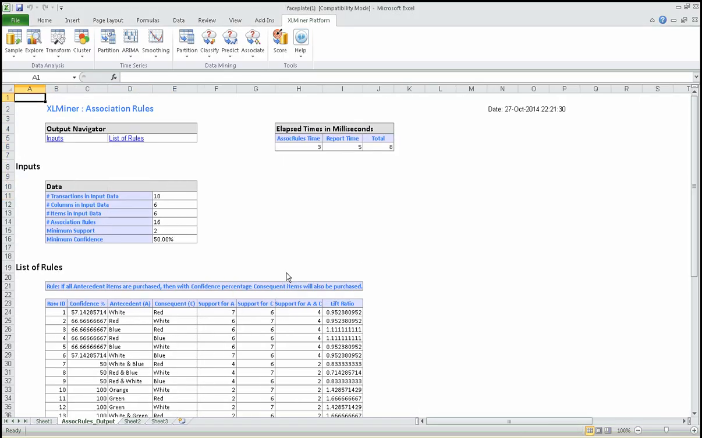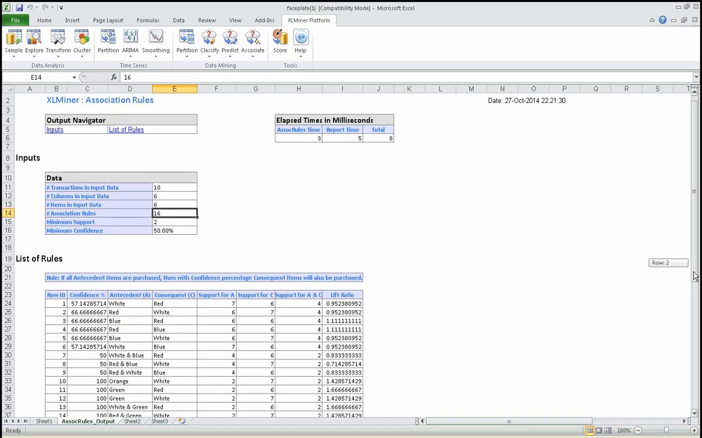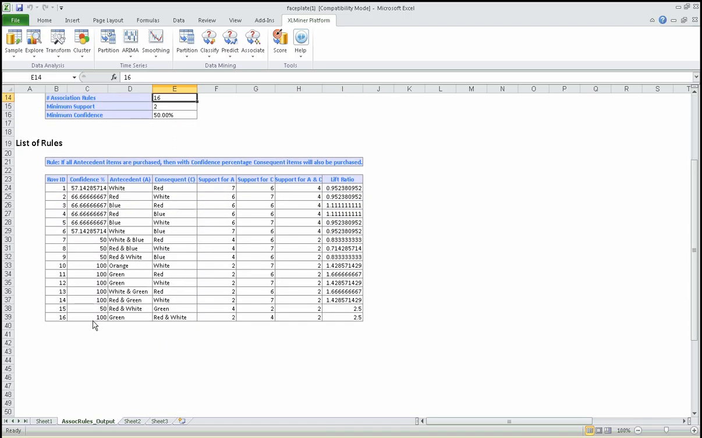So if you click, it automatically calculates the number of rules. There are 16 here. And if you go back and look at it, it has identified 16 rules here with different confidence levels. For example, we gave one where if you buy green, you are likely to buy red and white. So antecedent is A, the consequent is C. So if green, then red and white.